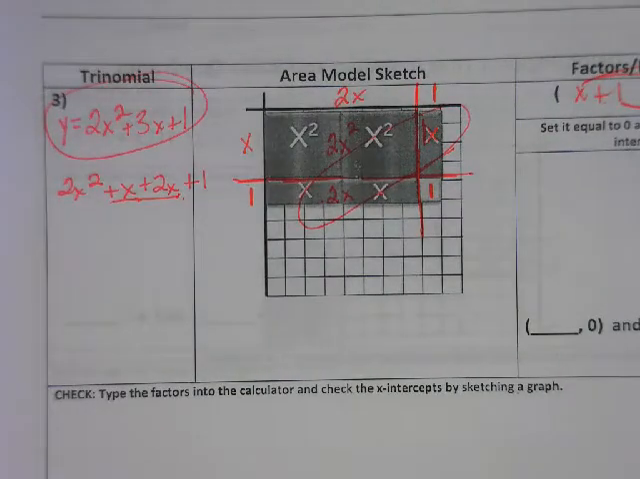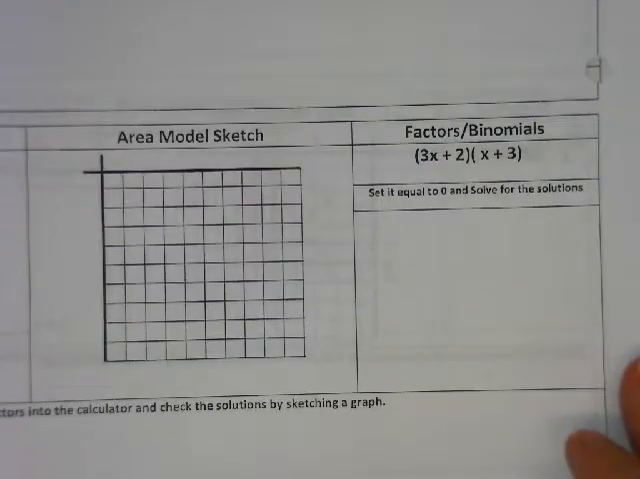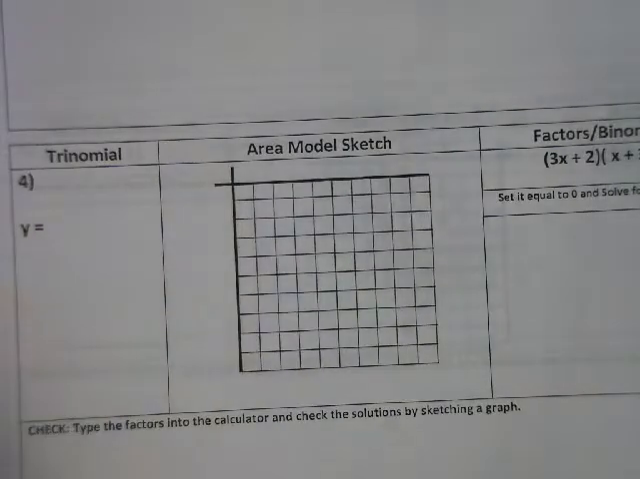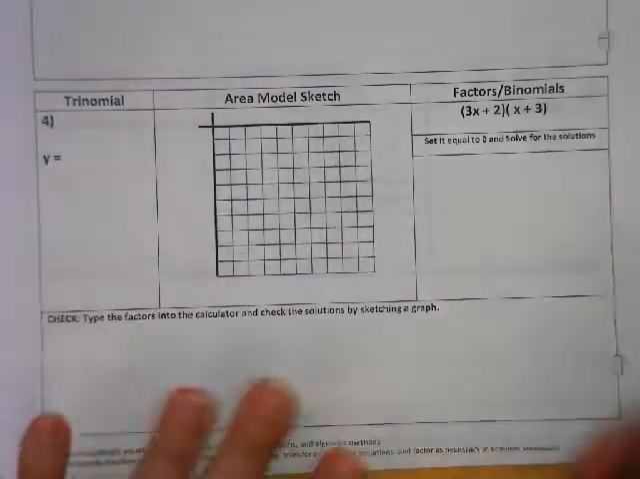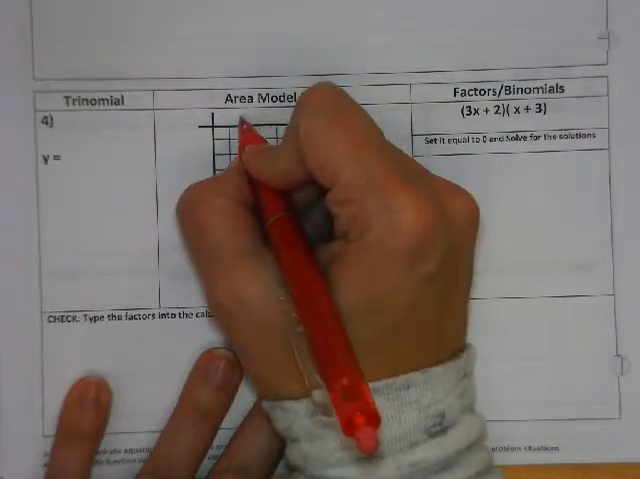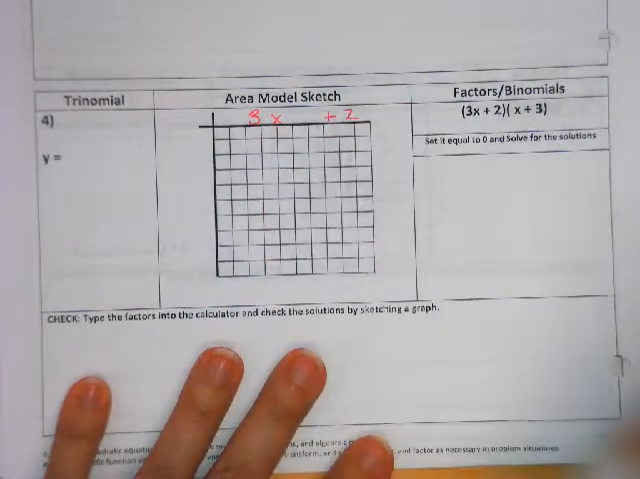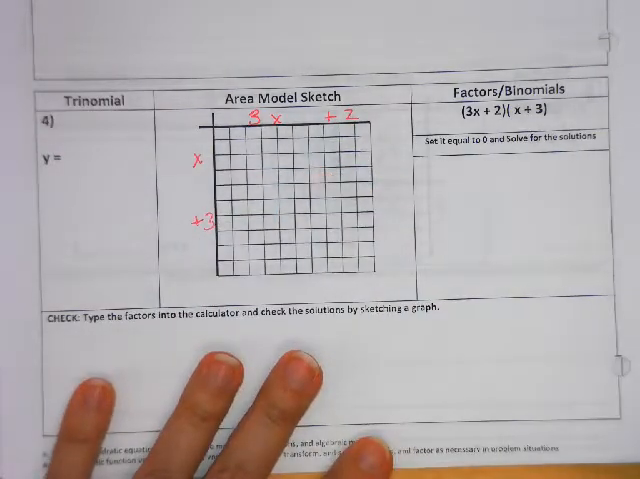Can we build this next one? Now they give us our factors, our binomial. Do we want to go all the way over here to the trinomial, or do you want to do the area first? All right, well, let's do that. If we're going to do the area, guys, this is just box method. 3x plus 2 and x plus 3.